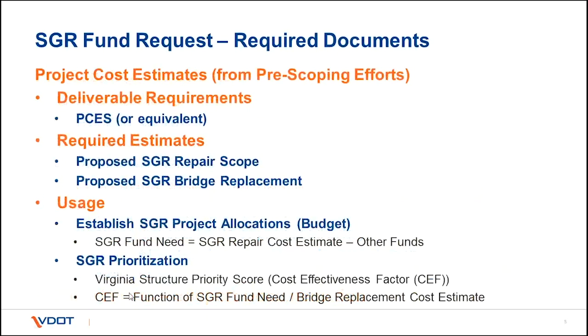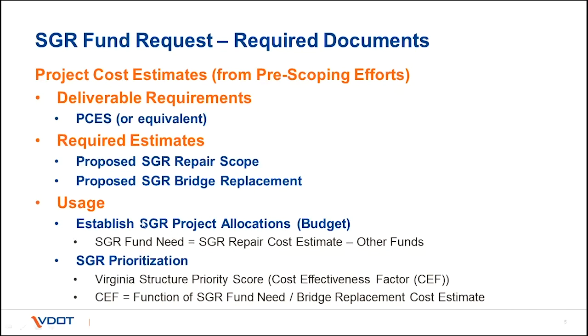In addition to that, we have the project cost estimates. The deliverable requirements are a PCS or equivalent cost estimate. And you actually need to submit two estimates. One is for the repair scope, and the other is for the bridge replacement scope, both of them compliant with state of good repair. Now, if your repair scope is to replace the bridge, then you only need to submit one estimate. But if you have actual repairs being done to the bridge, we will need two scopes.